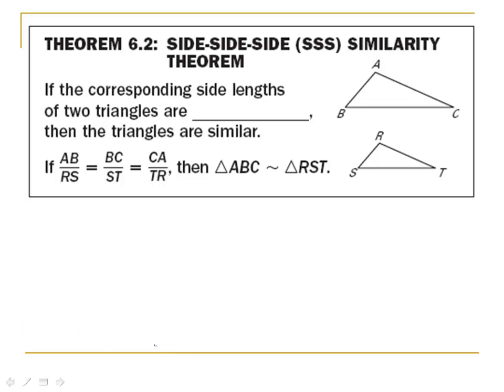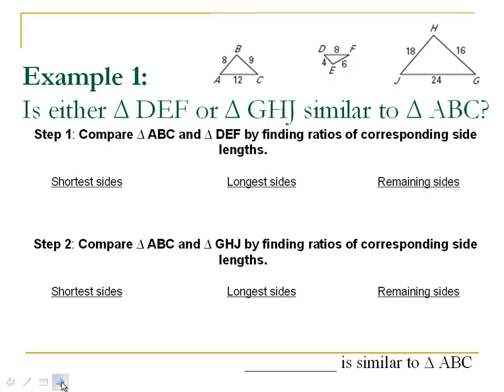So the first one here, Theorem 6.2 says side, side, side similarity theorem. So if the corresponding side lengths of two triangles are proportional, then the triangles are similar. So this time, since we're doing similarity, our sides have to be proportional, not congruent. For side, side, side congruence, your sides are the same. Side, side, side similarity, your sides are proportional. So the way we do these is we're going to do the shortest proportion, the longest side's proportion, and then the remaining side proportion. So it says, is either triangle DEF or triangle GHJ similar to triangle ABC?